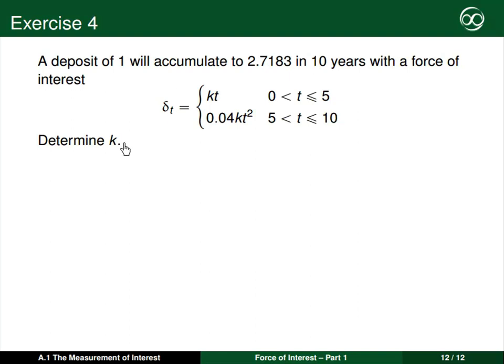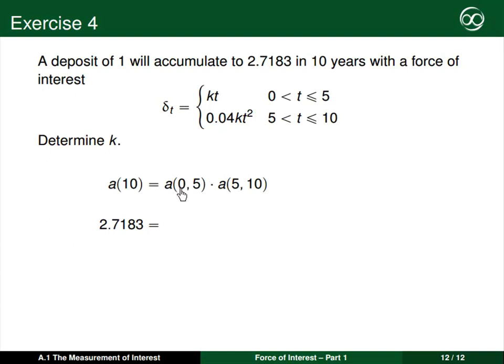Now the interesting thing about this force of interest is that the function changes between the first 5 years and the next 5 years. So if we want to accumulate $1 for 10 years, let's first accumulate the dollar from time 0 to time 5 using this force, and then from time 5 to time 10 using this force. The accumulation function for 10 years is 2.7183, as given in the problem. Now we'll use the force of interest for these two factors.